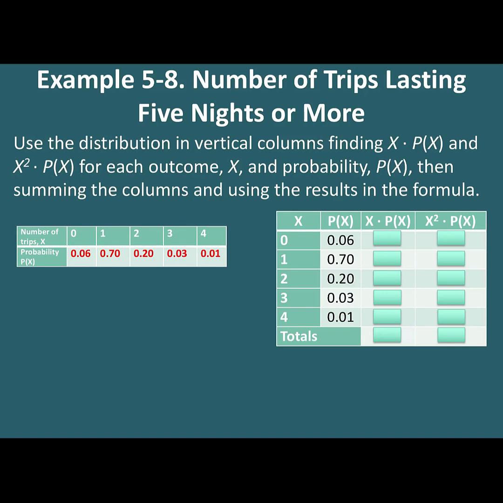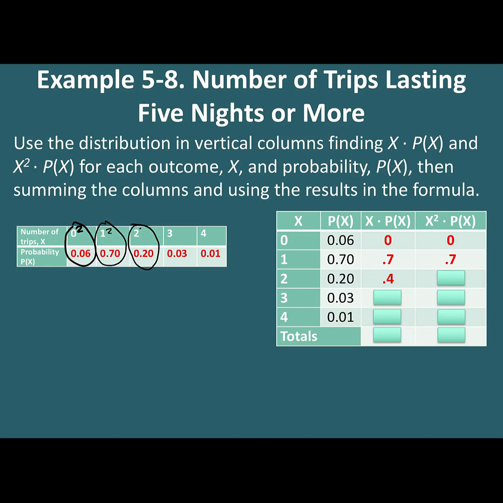Utilizing tables can also be very useful. If you were just to multiply the event times the probability, you'd simply get the following. 0 times 0.06 is 0. But if you were to square the 0, you'd still get 0 times 0.06 is also 0. Likewise, 1 times 0.7 is simply 0.7. 1 squared times 0.7 is also 0.7. Now here's where it starts to get a little bit different. 2 times 0.2 is 0.4.